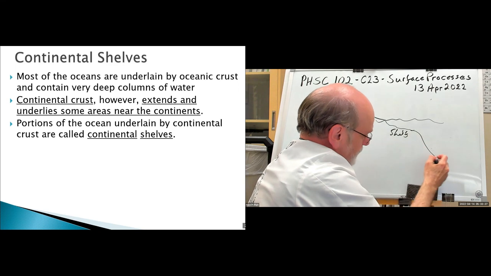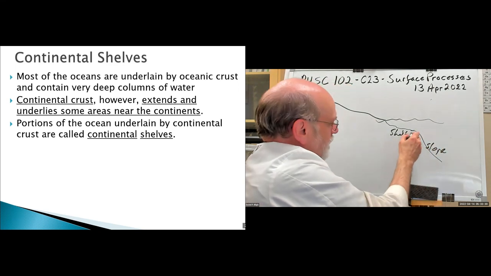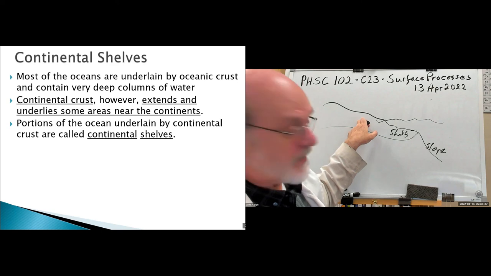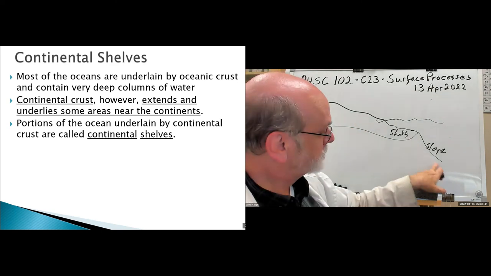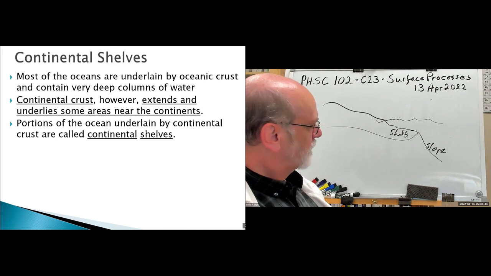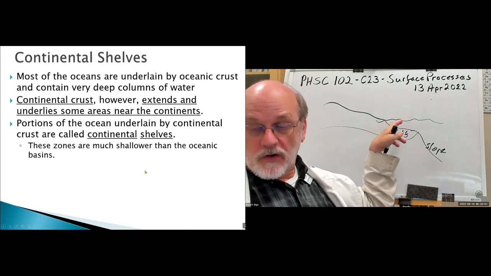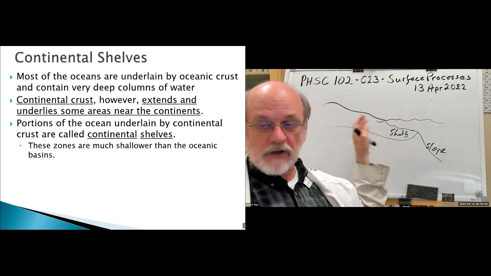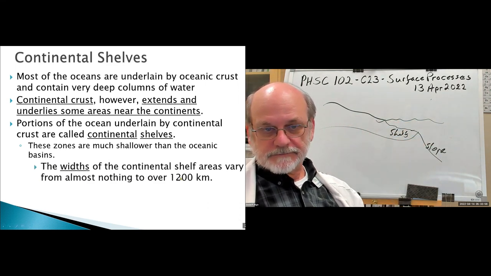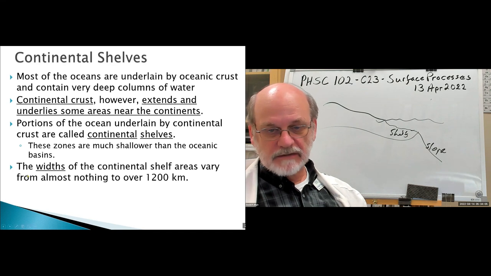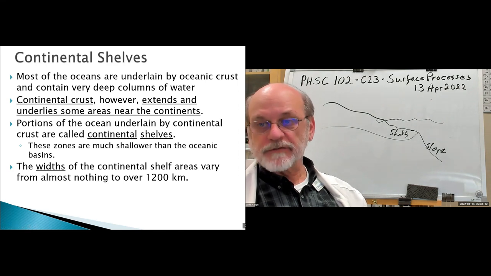But eventually, you get the continental slope. This is continental material, right? The same geology as the continents. This is oceanic plate material. All right, these are going to be very shallow compared to the ocean, right? Several hundred feet at the most. And they're reasonably narrow. I mean, they're never more than 1,200 kilometers or about 850 miles wide. And that would be really wide. Most of them are narrower than that.